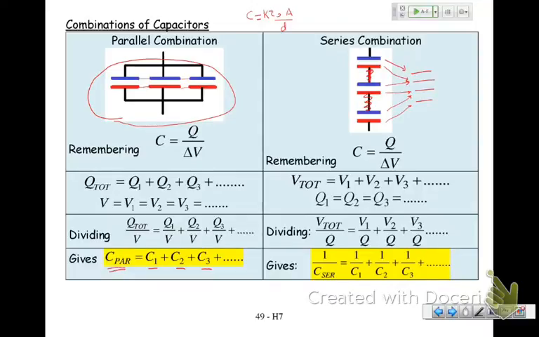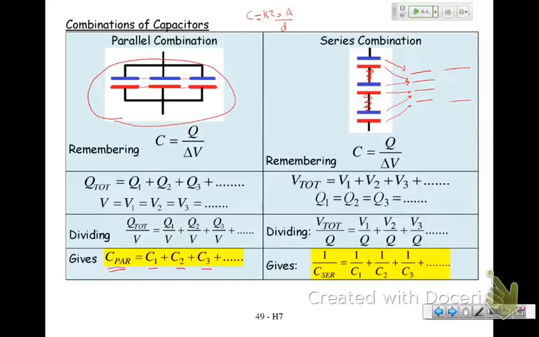And then imagine just pulling these two plates out, so we end up with a capacitor which has the same area, but just a bigger gap. Just take all the gaps and add them together. So I can use that to justify the idea that 1 over C for the series combination of capacitors is equal to 1 over C1 plus 1 over C2 plus 1 over C3.